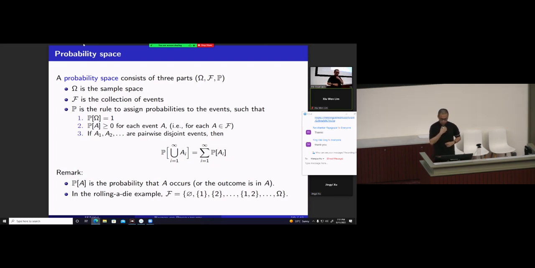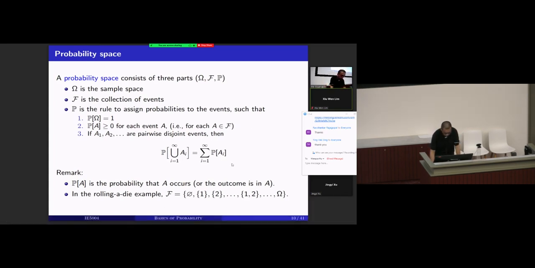Okay, let's move on. So, we just described the definition of probability space, right?